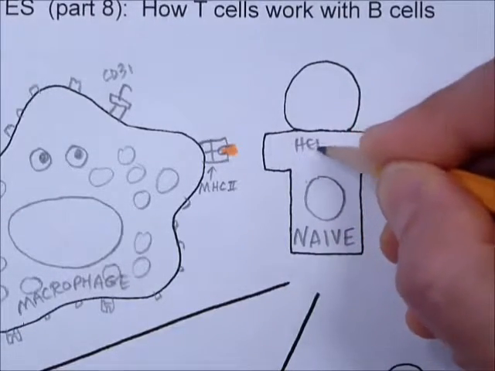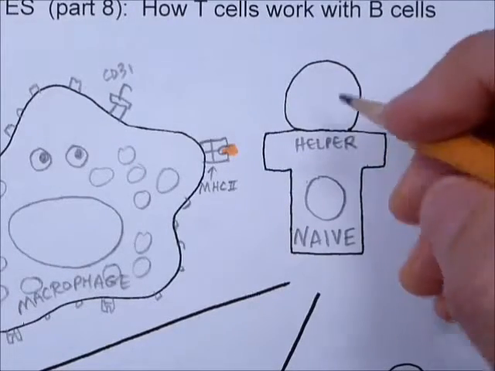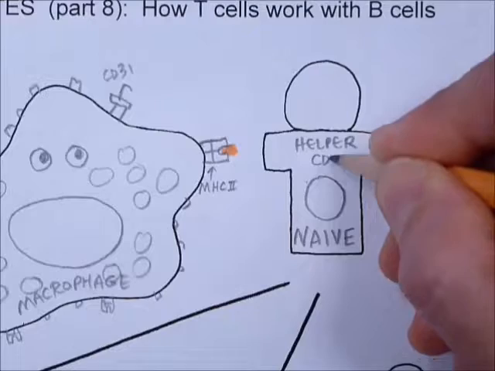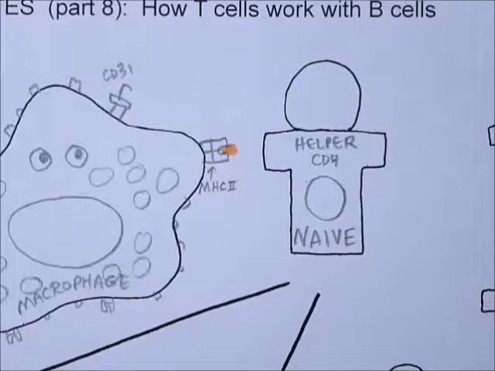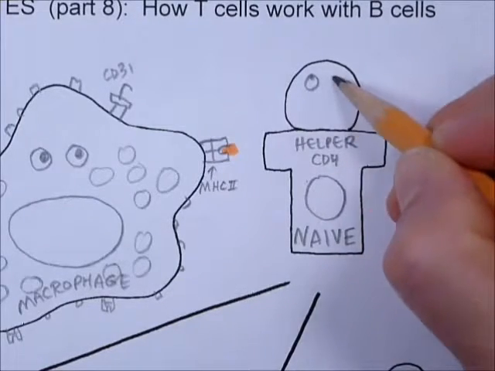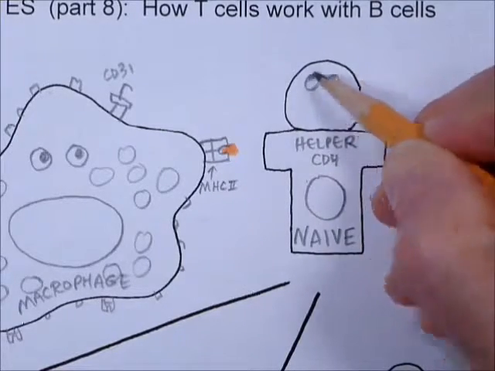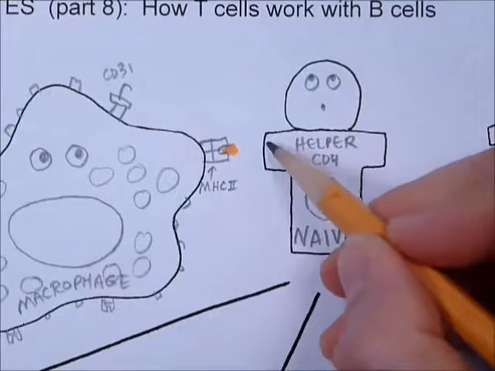And let's put helper on its jersey. And then CD4, because remember, the CD4s are helpers and the CD8s are the killers. And give him kind of an innocent face, like that. Doesn't quite know what to do. Not sure.